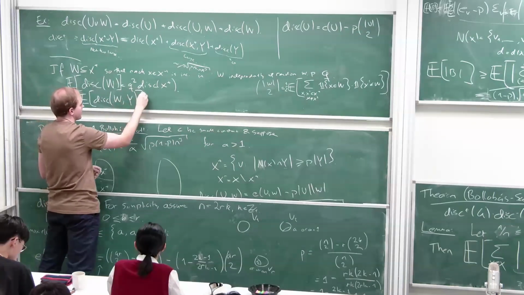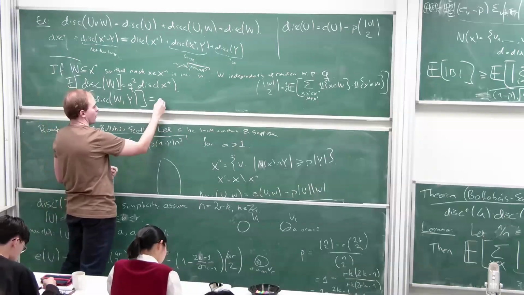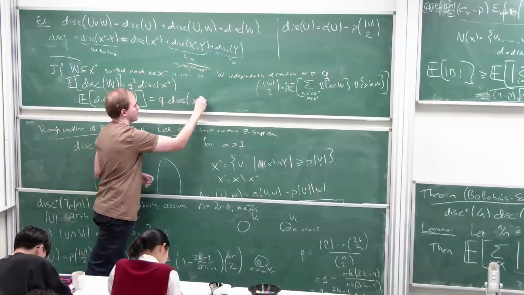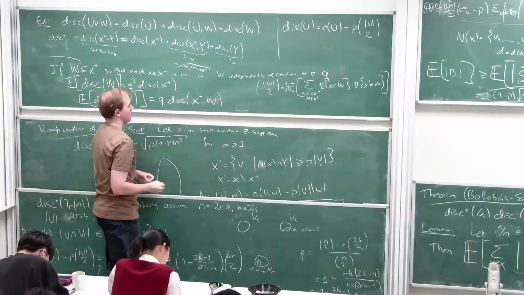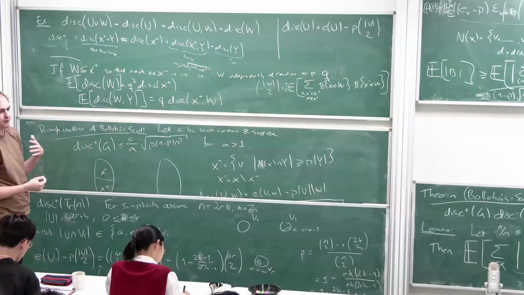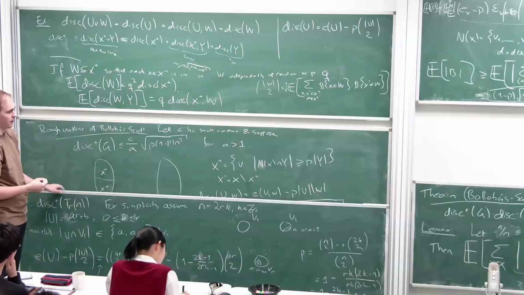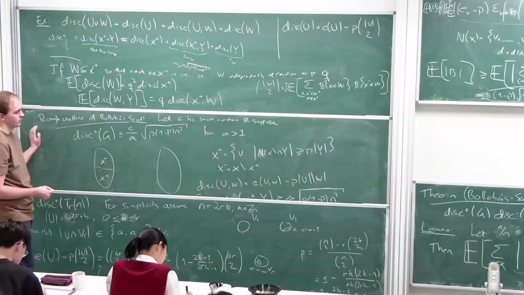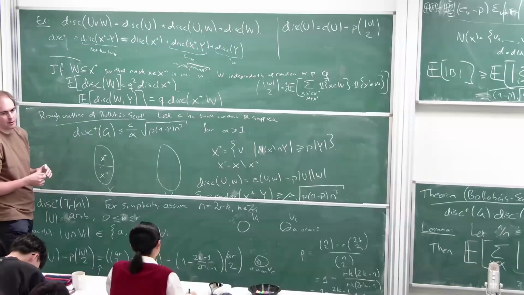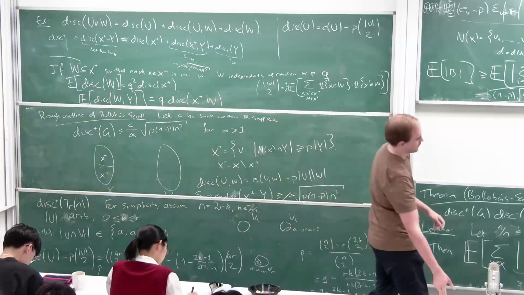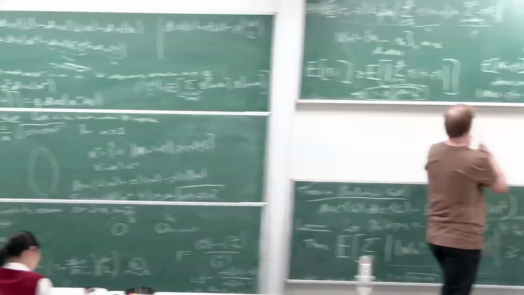What's the expected discrepancy between W and Y? It's going to be q times the discrepancy between x plus and W. Again, for a similar reason, but now it's actually much easier. And this is going to solve all of our problems by taking q to be 1 over alpha. Let me actually now write down the proper argument because we have given the heuristic.